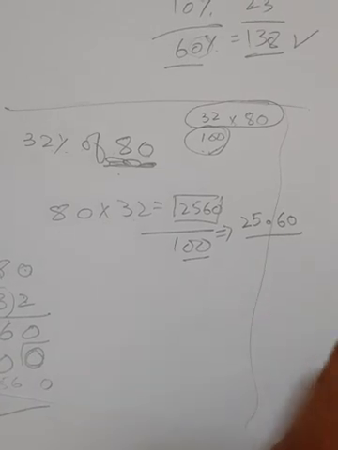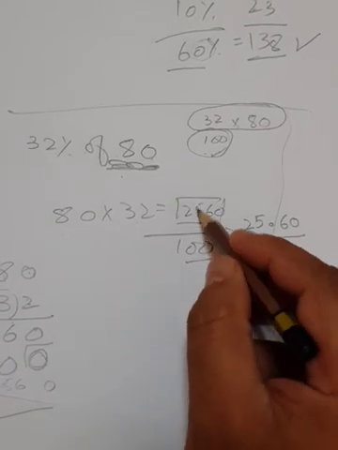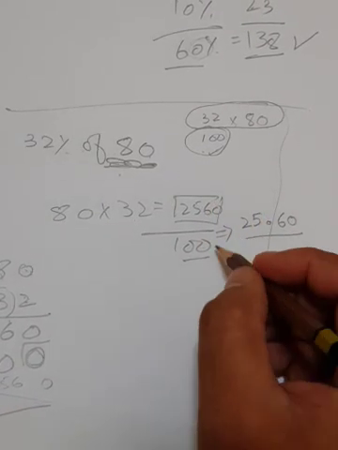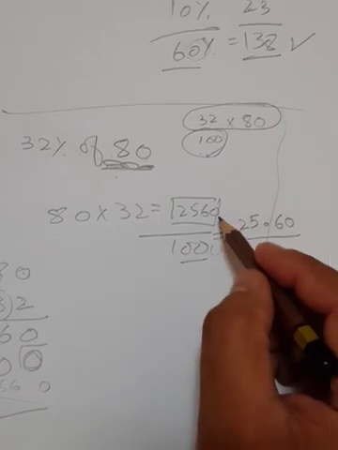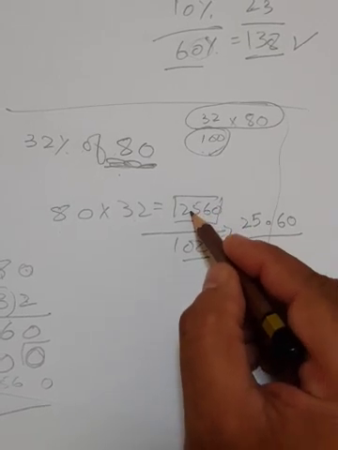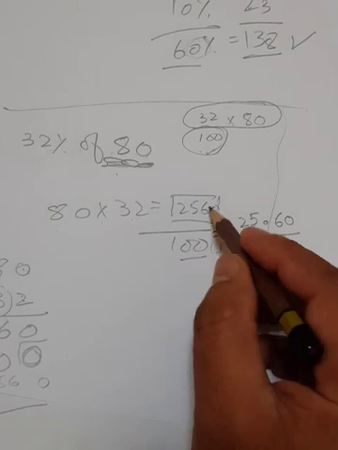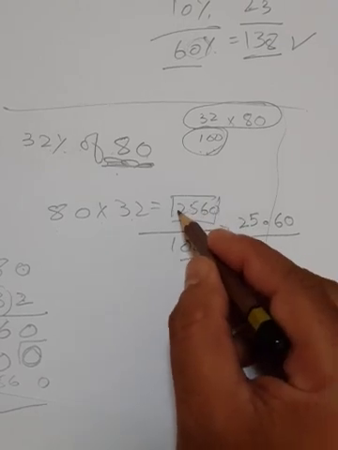25.60 is my answer. Because I had 100, I counted 2 digits and placed 1 decimal up here. Now, if I have 3 zeros, then what will I do? I will count 1, 2, and 3, and place the decimal. If I have 4 zeros, what will I do? 1, 2, 3, 4, I will place the decimal.